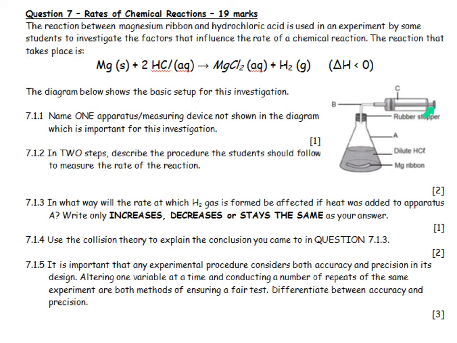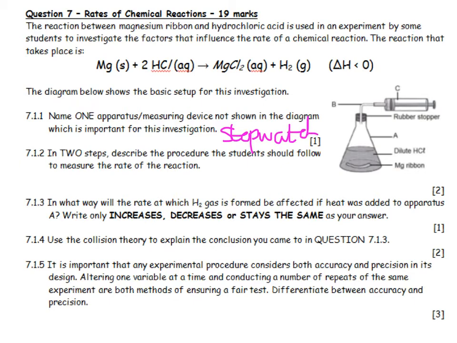This thing here is called a syringe. Lots of you called it lots of things. It's called a syringe. Name one apparatus measuring device not shown in the diagram, which is important. Whenever we're measuring rate, we're going to need to ensure that we are measuring time. So a stopwatch or a clock or something like that would be necessary.